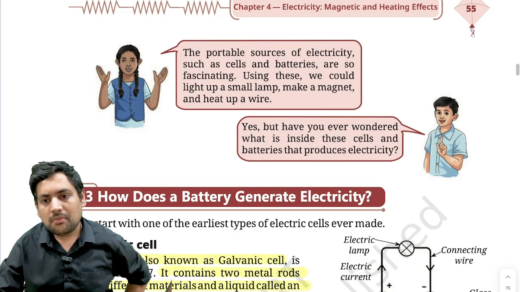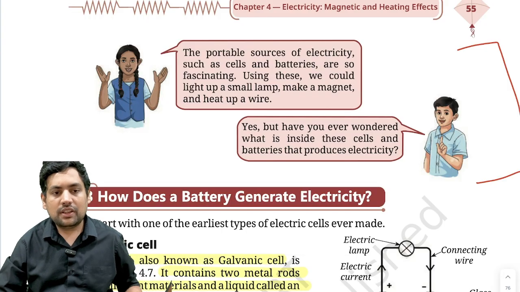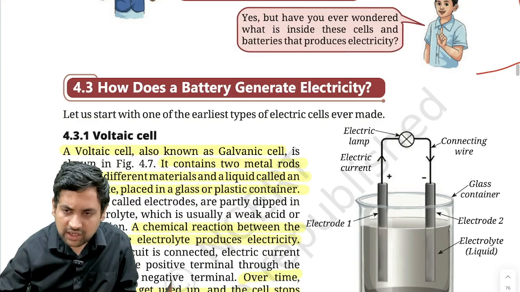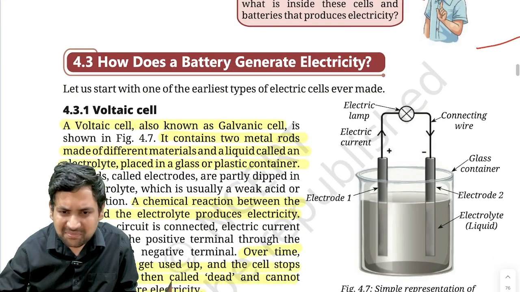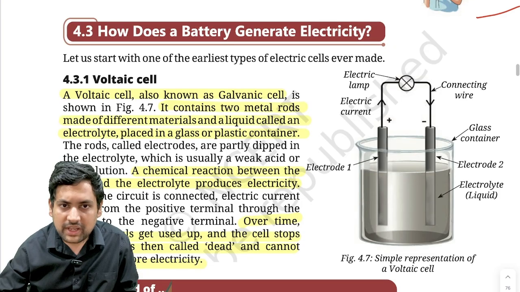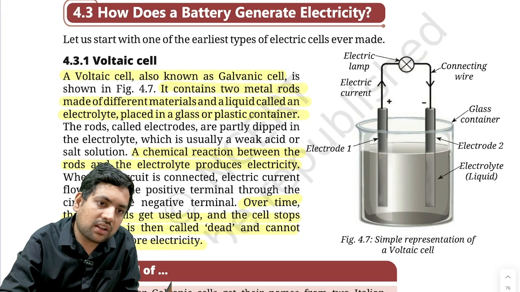Then it talks about batteries, that there are some different kinds of portable sources of energy, in this case battery, and how do they work. So now they have explained how does a battery work. See, battery working is very simple. First, let's understand the very basic cell, which is the voltaic or galvanic cell.